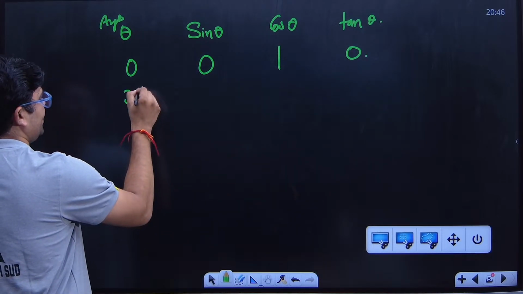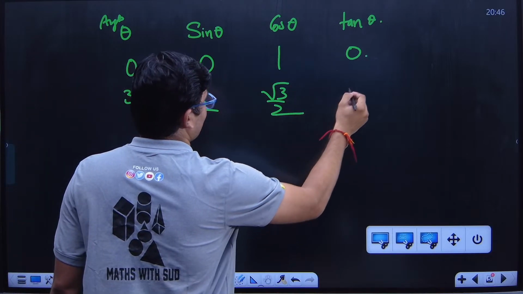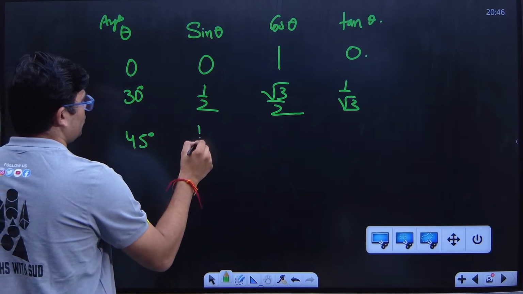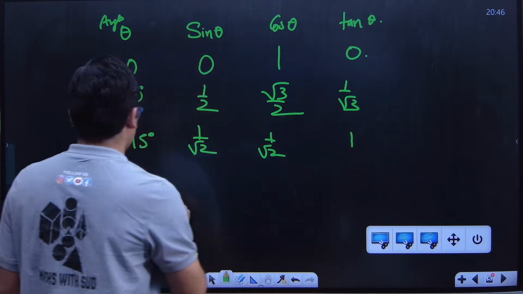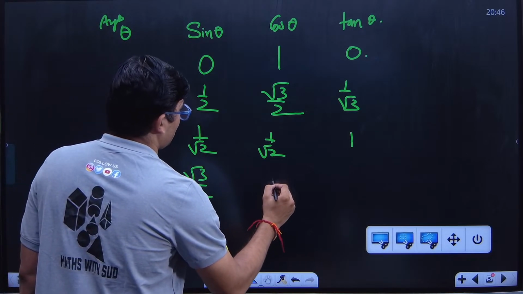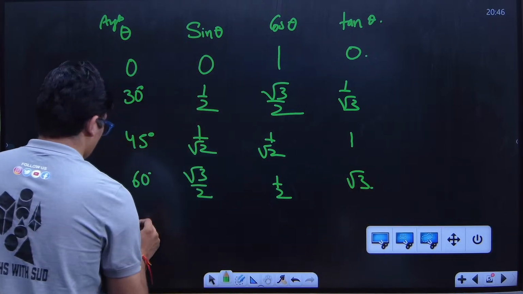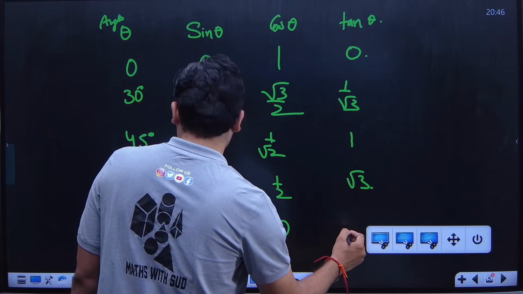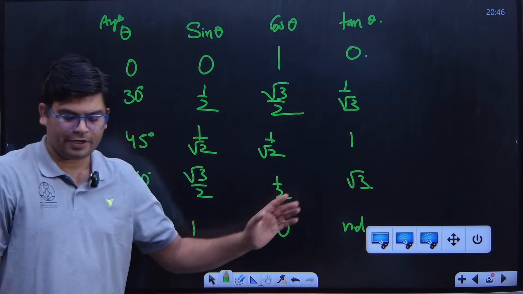For theta equal to 30 degrees, sine theta is 1 by 2, cos theta is root 3 by 2, and tan is 1 by root 3. For theta equal to 45 degrees, both are how much? 1 by root 2, 1 by root 2, and tan 45 is 1. For a 60 degree angle, sine is root 3 over 2, cos is 1 over 2, and tan is root 3. For a 90 degree angle, sine is 1, cos is 0, and tan is not defined. You cannot divide a number by 0, so that is not defined.